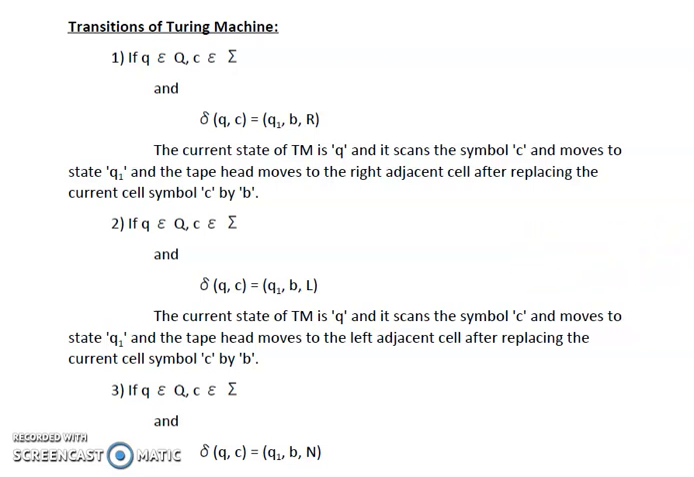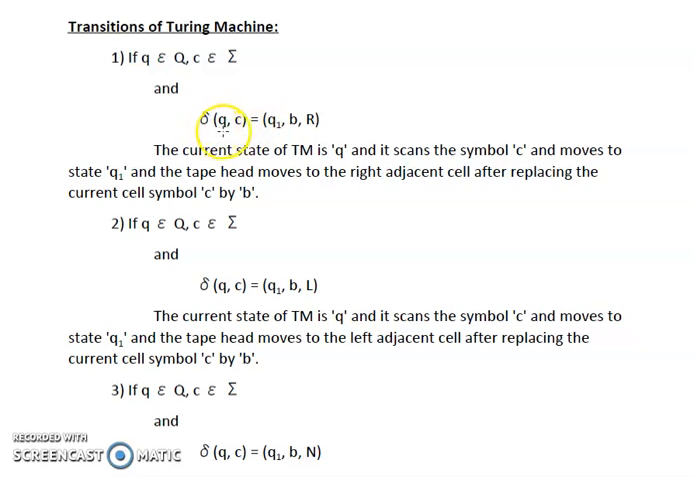So for the transitions, let's define the values Q and C. So we say that Q belongs to capital Q. That means Q is some state, and C belongs to summation. That means C is our input symbol. So our delta can be represented in this way: delta of Q comma C. Q is the state on which we are currently present. C is the input symbol.